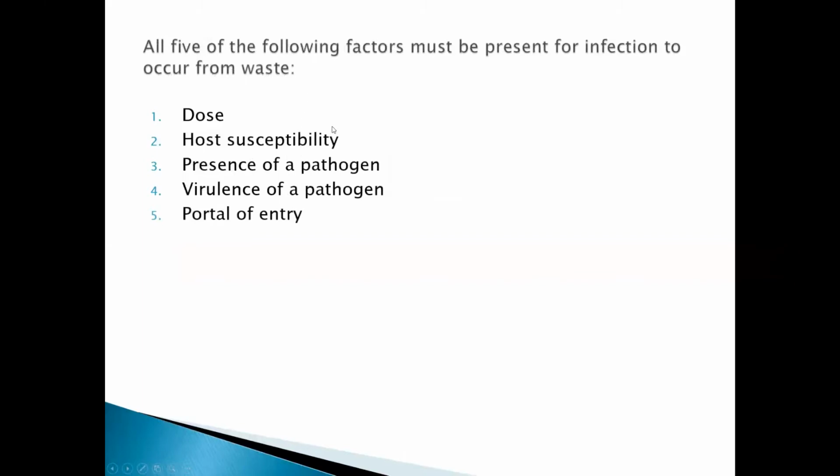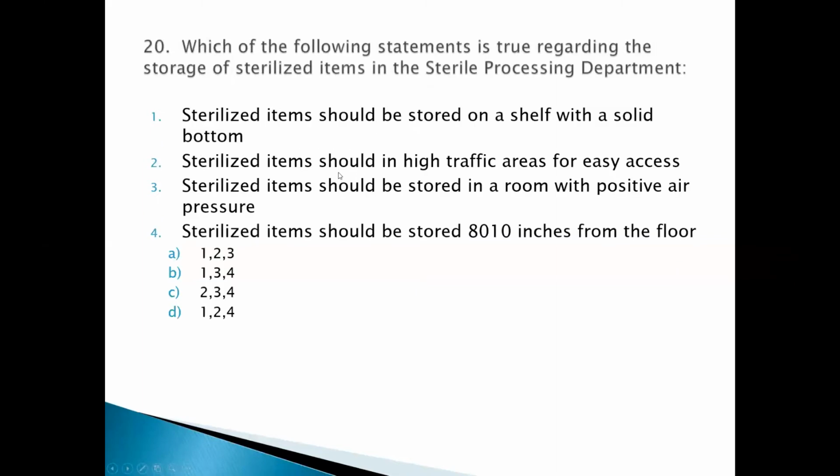These are all 5 of the following factors that need to be present for infection to occur from waste: dose, host susceptibility, presence of a pathogen, virulence of the pathogen, and again, portal of entry, all in that question.